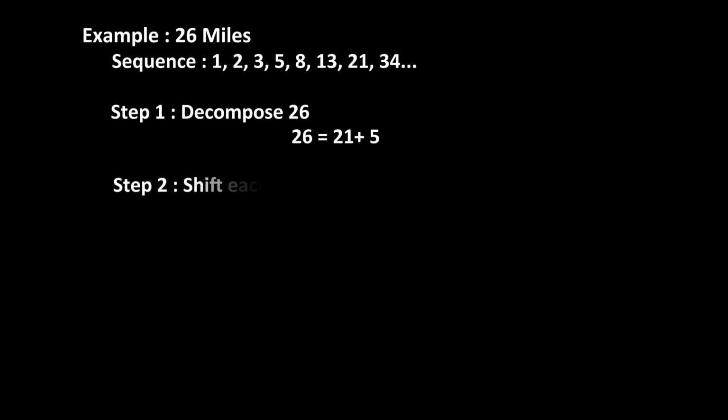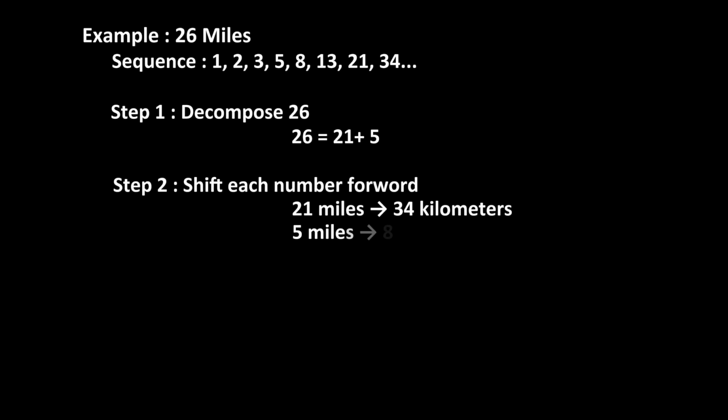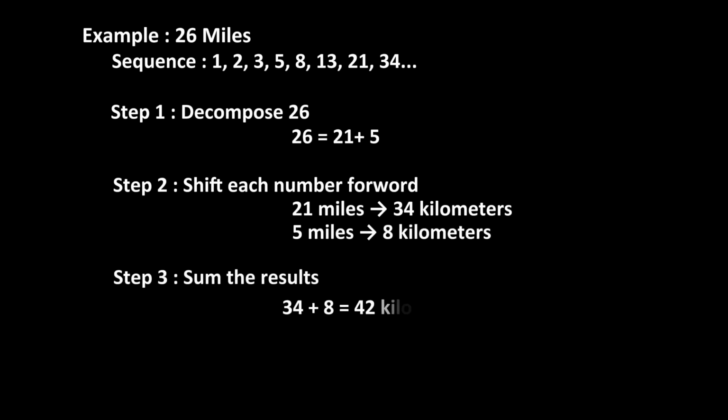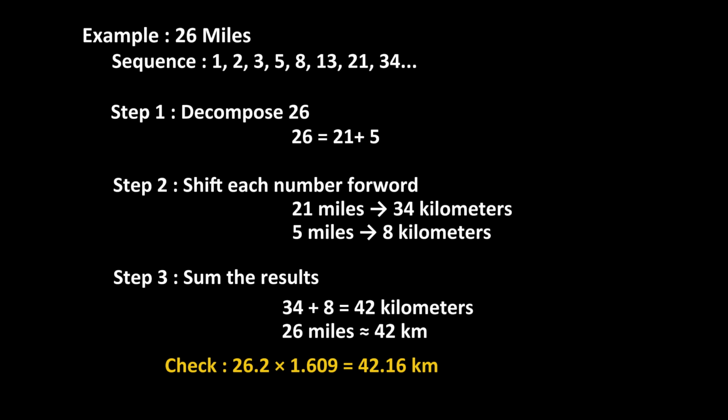Step 2. Shift each number forward. The number following 21 is 34. The number following 5 is 8. Step 3. Sum the results. 34 plus 8 equals 42 kilometers. So 26 miles is approximately 42 kilometers. If we use the precise marathon distance of 26.2 miles, the result is 42.16 kilometers. Our mental estimation using the Fibonacci trick was almost exactly spot on.